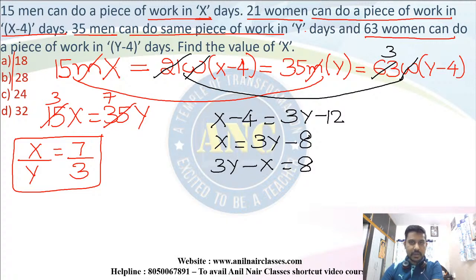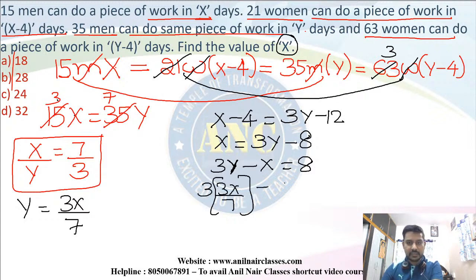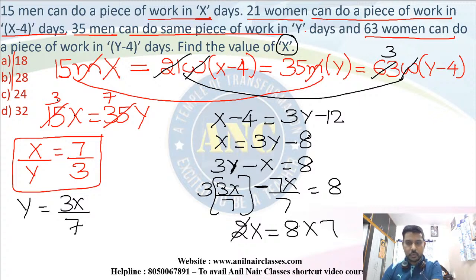And what is the question? Find the value of x. That means you should eliminate y from here. You should eliminate y. So we know that 3x is equal to 7y. So y will be equal to 3x divided by 7. So 3 into 3x divided by 7 minus x is equal to 8. x can be written as 7x by 7. So 3x into 3 is 9x. 9x minus 7x is 2x. 2x is equal to 8 into 7. And 2 into 1, 2 into 4. So 4 into 7 is 28. The x value is 28, which is option B.